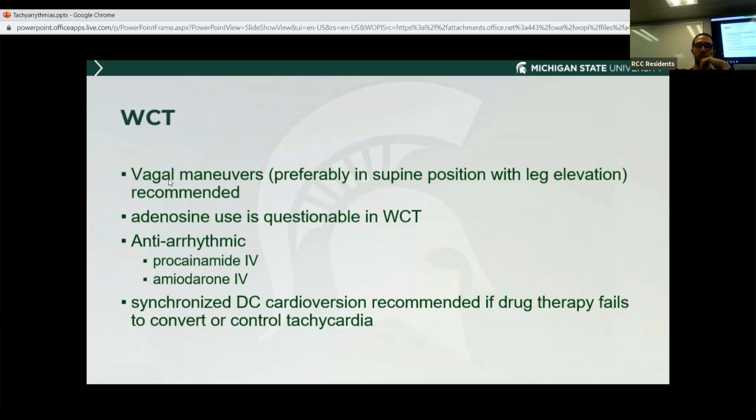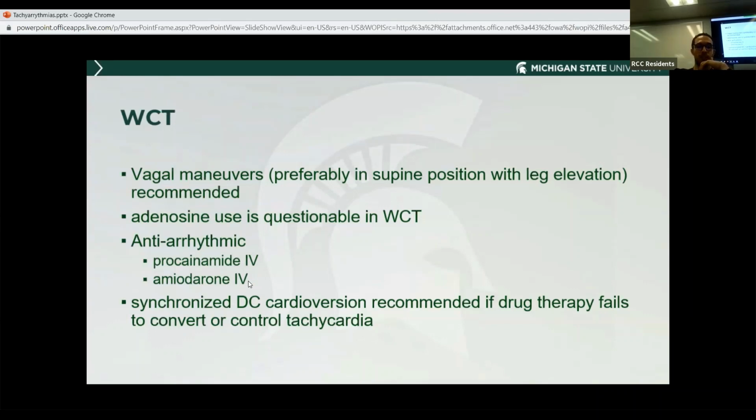However, if you tried vagal maneuvers and they didn't work, your next step is anti-arrhythmics. And guidelines say procainamide and then amiodarone. I never got the chance to use procainamide. I don't know if any of the seniors here have ever used procainamide, but I never used it. And we always go ahead with amiodarone.